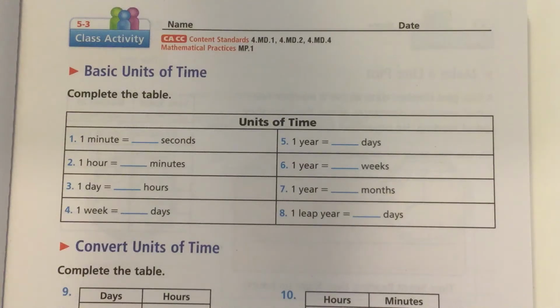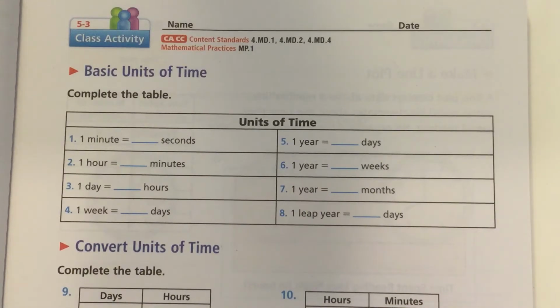Hi everyone. Here we are on page 185 of our student book, and we're starting to look at units of time. So remember that unit 5 is all about measurement. So we looked at metric units of length, volume, and mass. Now we're going to be looking at units of time. This, however, will not be in the metric system.